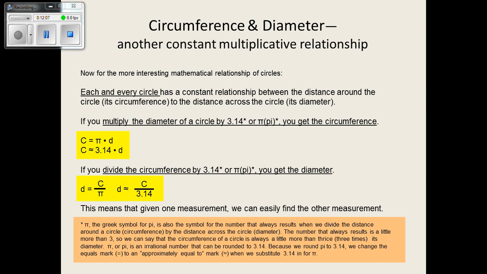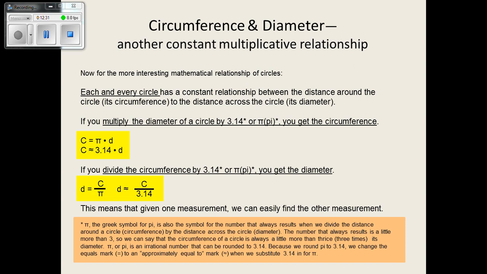Now for the interesting relationship, circumference and diameter. So it is also a constant multiplicative relationship, which means we're either going to multiply by something to get the other or divide by something to get the other. Multiplication and division are essentially the same operation. One is the inverse of the other, and we'll talk about that in a different lesson.